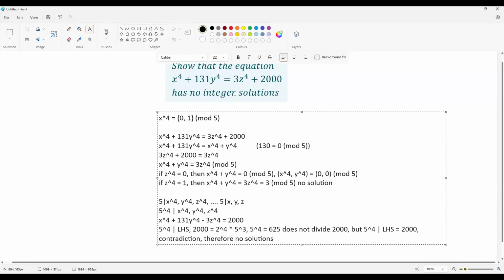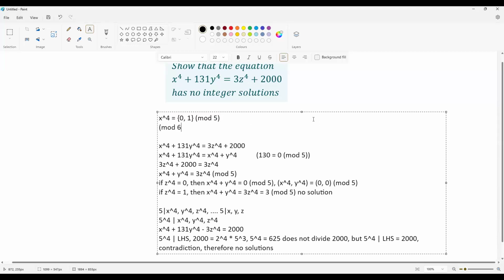The key idea here was to realize that if there are powers of numbers, we should try some mods and see what happens. This doesn't always work out that well, because let's look at some other mods.